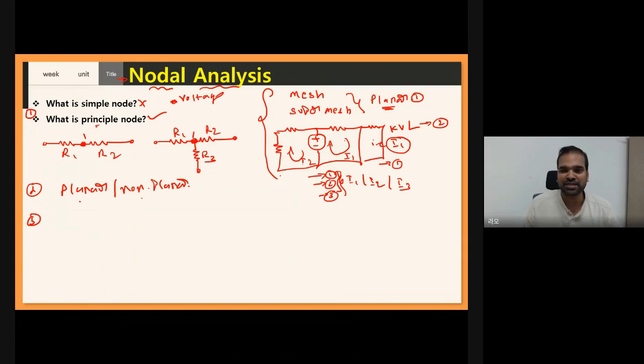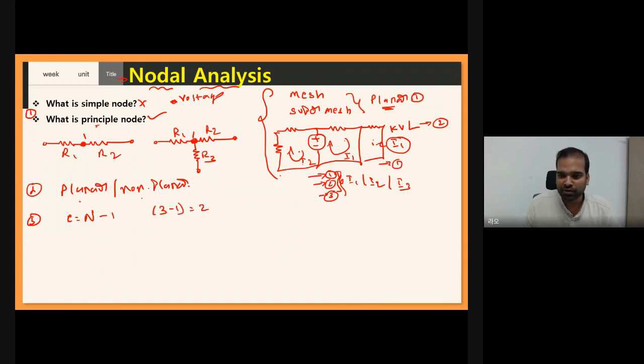Now point number 3. In mesh analysis, how many equations will you get? It completely depends on the number of closed loops. If the number of closed loops is 3, you will get 3 equations, and you can find 3 mesh currents, that is I1, I2, I3. Here in nodal analysis, the number of equations depends on the number of nodes, so n minus 1. For example, in the given circuit, if you have 3 nodes, then how many equations will you get? 3 minus 1. That means I will get 2 equations.